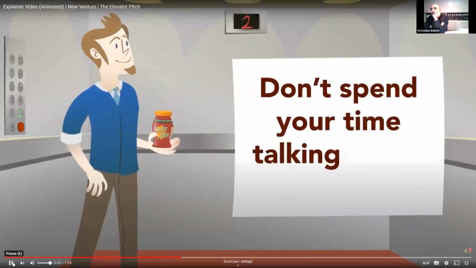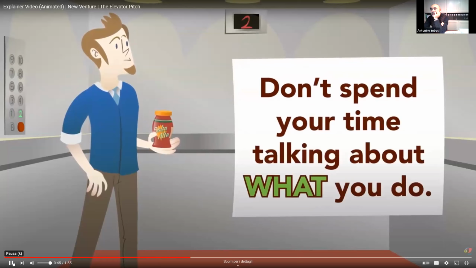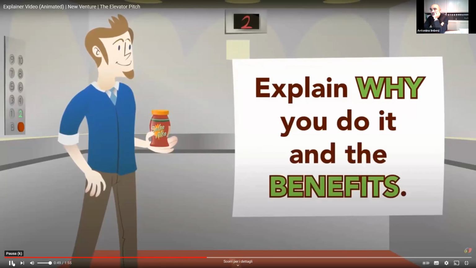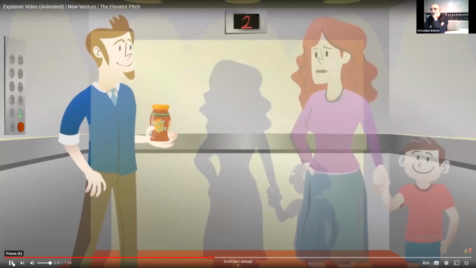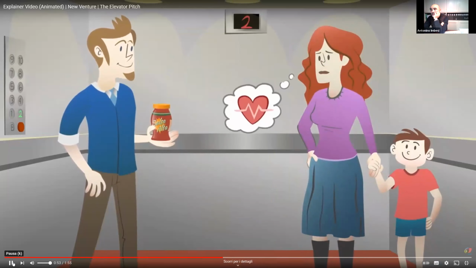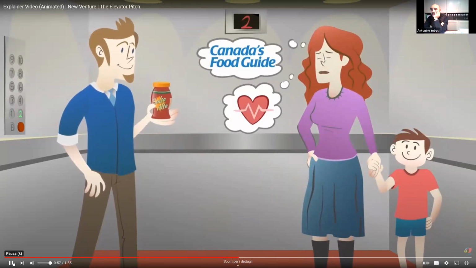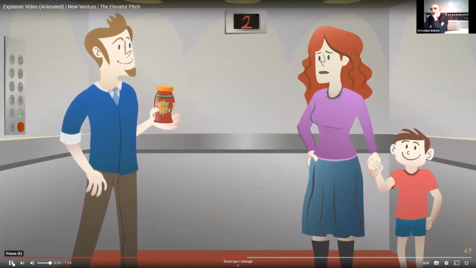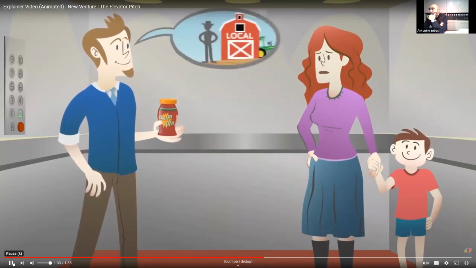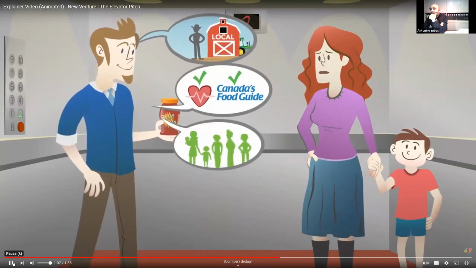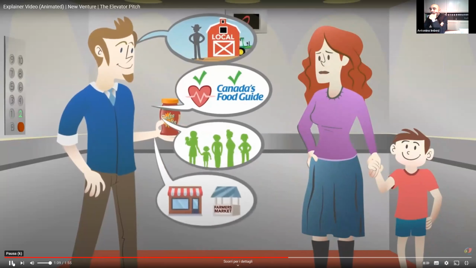Don't spend your time talking about what you do, but instead explain why you do it and what the benefits are to your customer. You need to place the customer's need at the heart of your pitch, not the product, as it's the value they'll receive that will motivate them. So, when it comes to elevator pitches, try to answer these questions: who you are, the problem you solve, who your ideal customer is, and how can they buy?